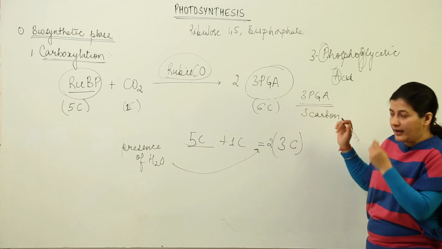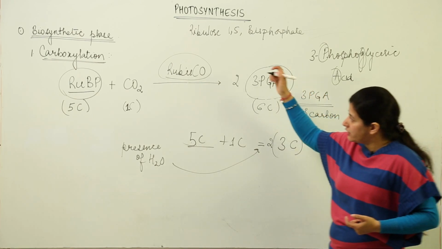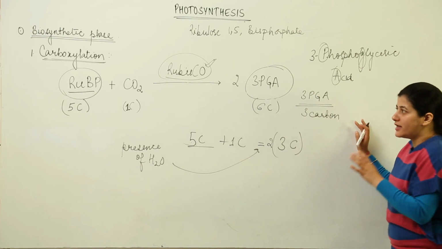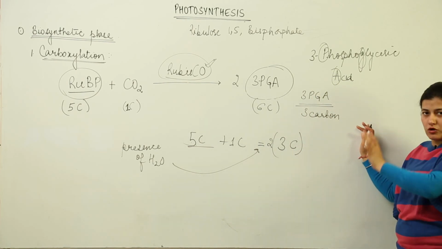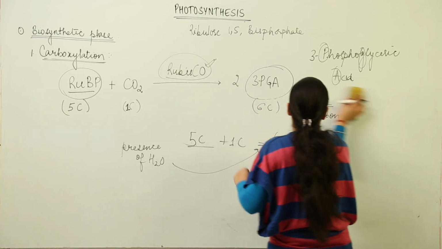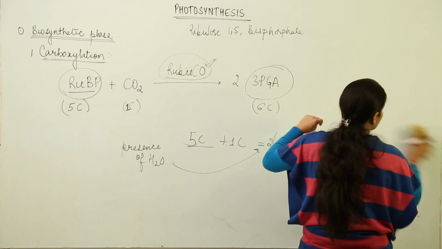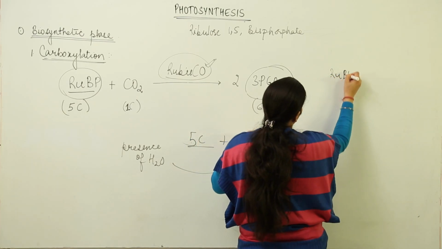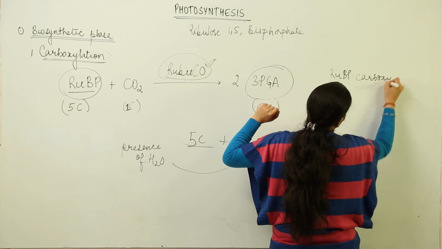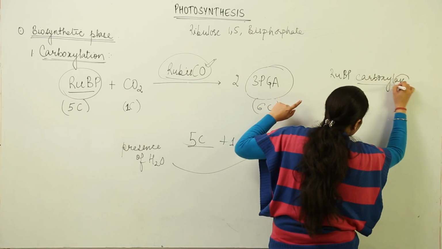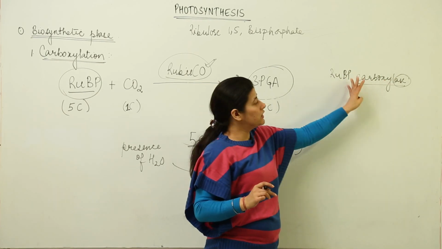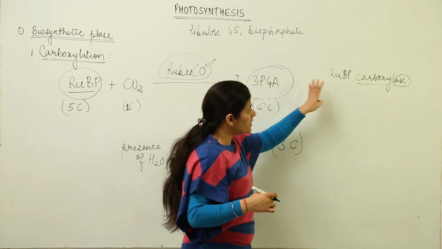Now, to end up the topic, I would bring to your notice a few characteristics of Rubisco. Rubisco is the enzyme which is responsible for the carboxylation process. It is RuBP carboxylase. Remember it. RuBP was the 5-carbon compound, and the name says carboxylase. Carboxylase, ase means it must be an enzyme. Carboxylase means that enzyme which would be responsible for the carboxylation of RuBP.